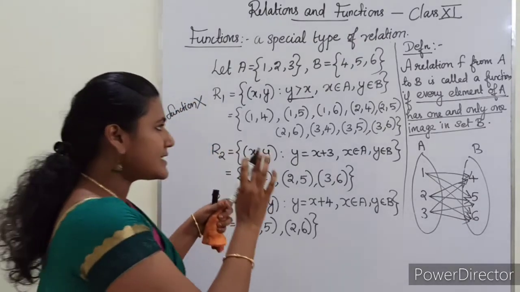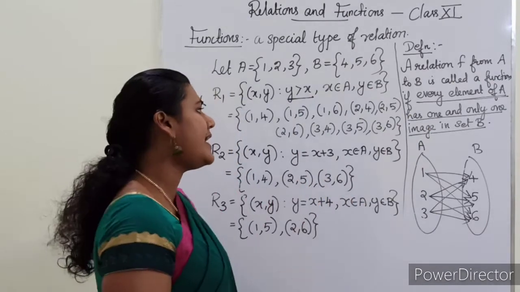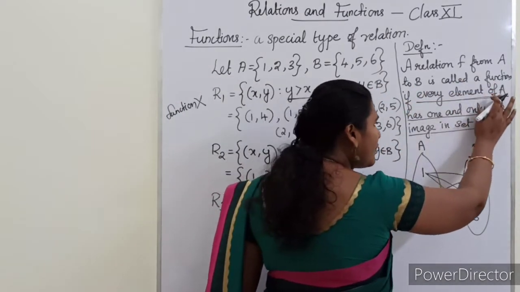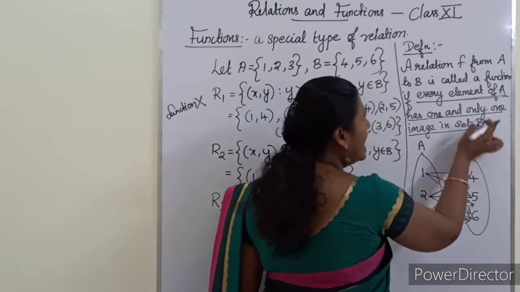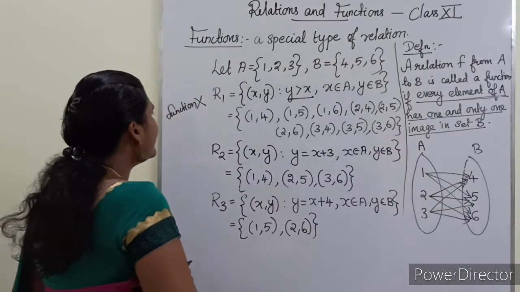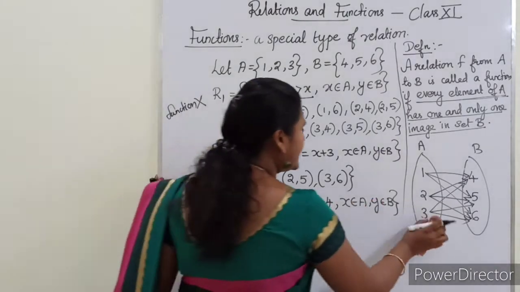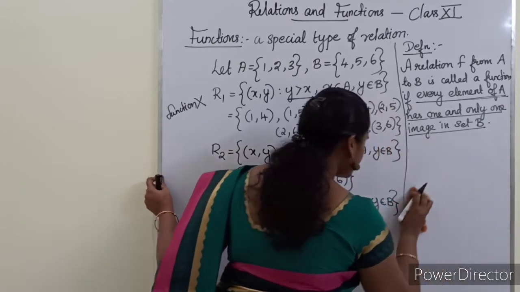Clear? So this is the meaning, and you have to understand it very clearly. If every element of A has one and only one image in set B, then such relations we can call a function. Now we will move on to the second relation. We will check whether the second relation is a function or not.